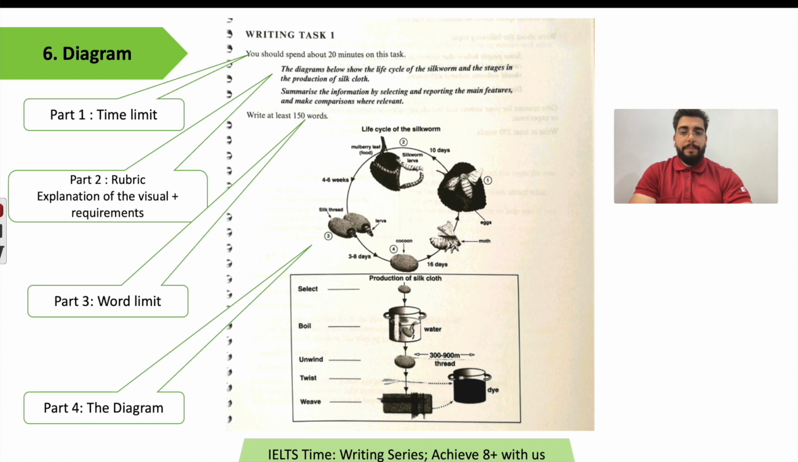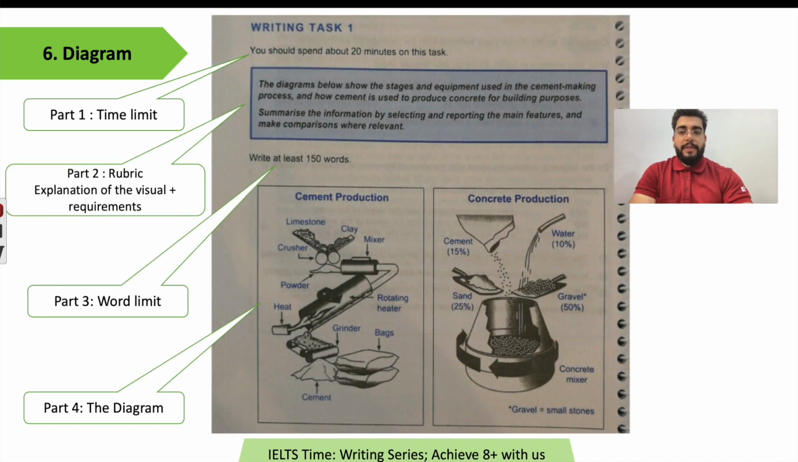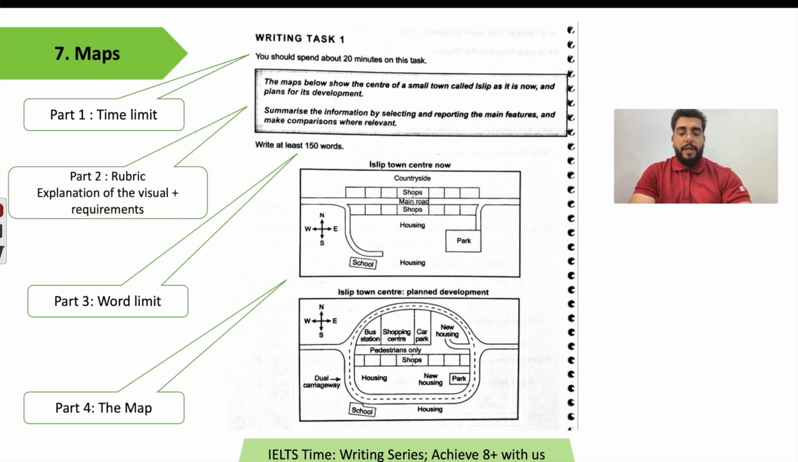This is a diagram. We have the 4 parts, and as you can see, we have the life cycle of the silkworm and then production of silk cloth. Life cycle plus the production stages. This is another diagram. You have cement production and concrete production. And this is a map.